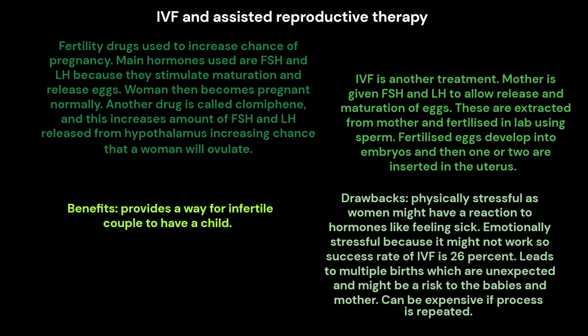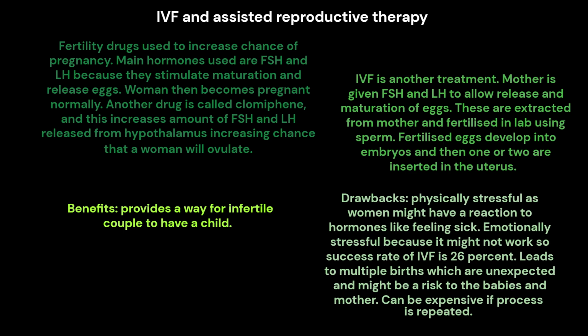IVF and assisted reproductive therapy. Fertility drugs are used to increase the chance of pregnancy. The main hormones used are FSH and LH because they stimulate maturation and release of eggs. The woman then becomes pregnant normally. Another drug is called clomiphene, and this increases the amount of FSH and LH released from the hypothalamus, increasing the chance that a woman will ovulate. IVF is another treatment.